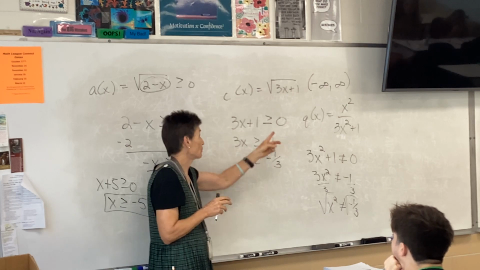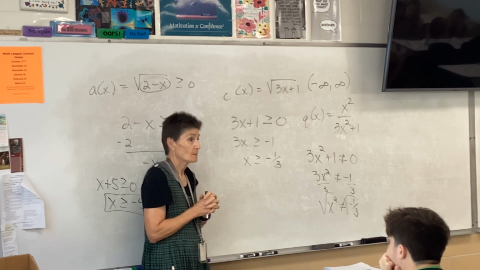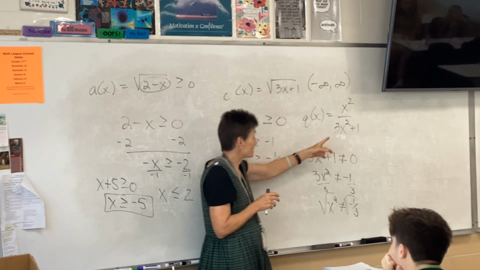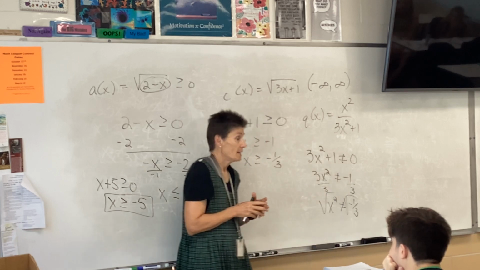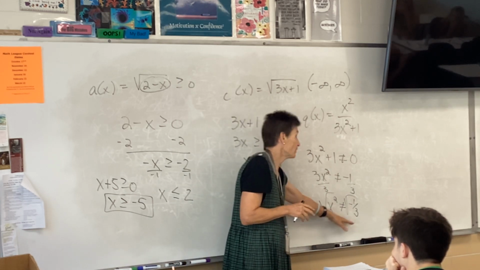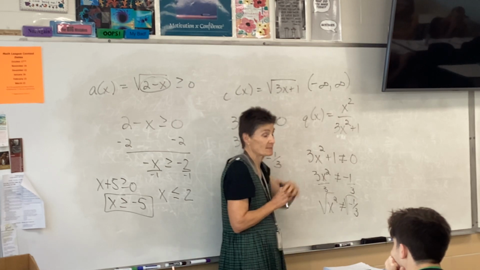Whatever's under the radical, greater than or equal to 0. Figure out what that is. And whatever's in the denominator cannot be 0. And figure out what that is if you can. If you can't figure it out, then your domain is everything.